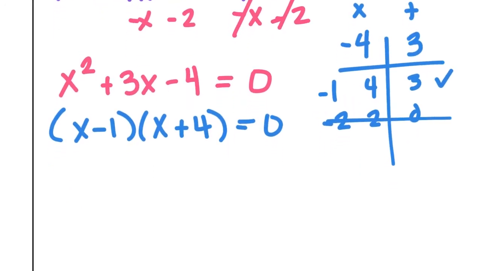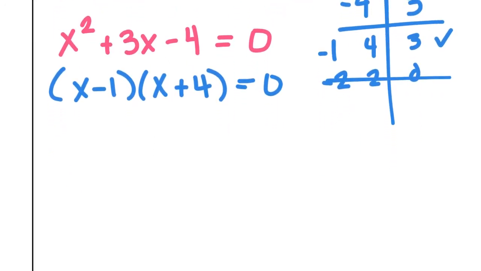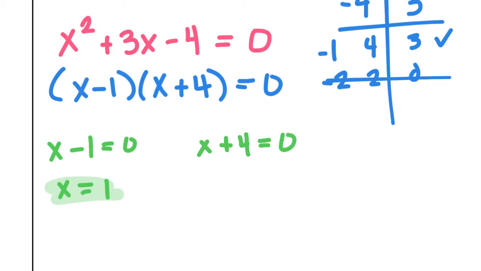And now we're going to set each one of those factors equal to 0. So x minus 1 equals 0. I would have to move that -1 to the other side of the equal sign, which leaves me with x equals +1. Okay, do the same thing to the other factor. x plus 4 equals 0. Move the 4 over to the other side, and that leaves me with x equals -4.